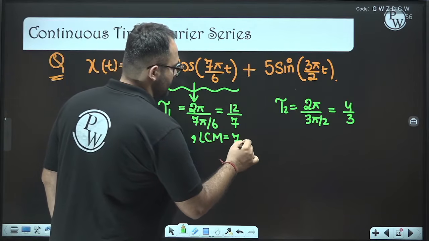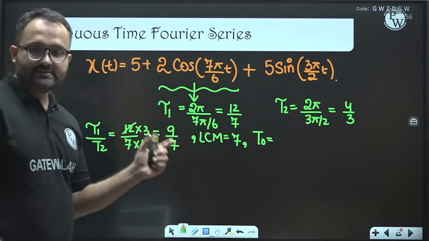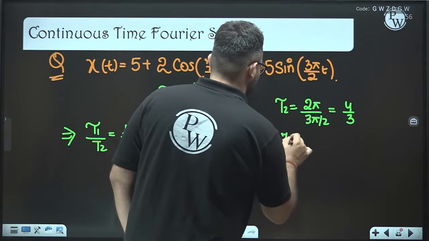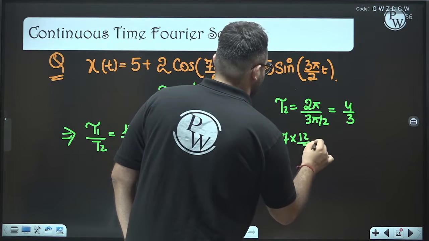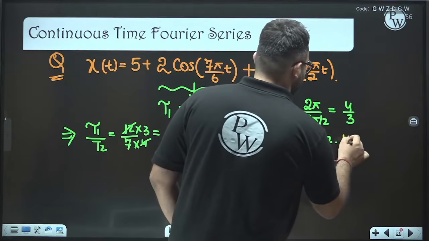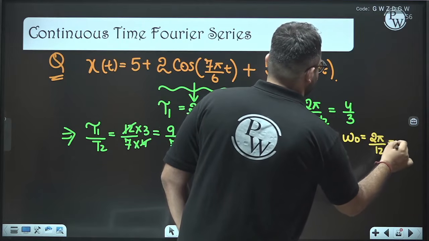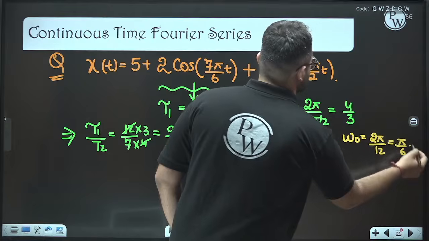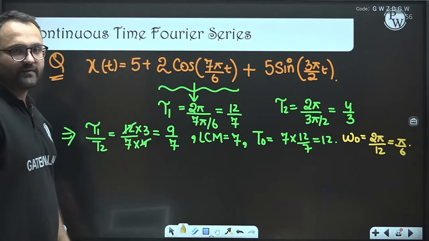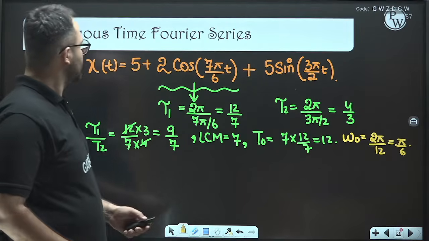LCM is 7. So we can say that the time period T0 is equal to LCM multiplied by T1. That is 12. And thus omega naught will come out to be 2 pi by 12, that is pi by 6. Great. So now we have to convert these terms into complex exponentials, and then we have to compare all the terms to get the result.